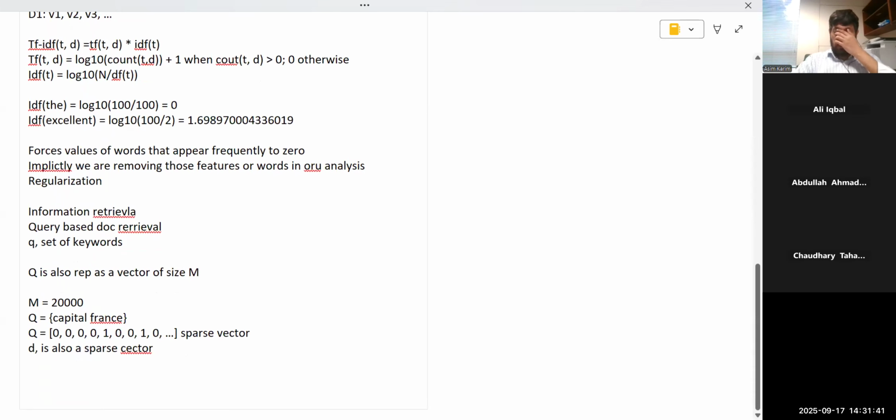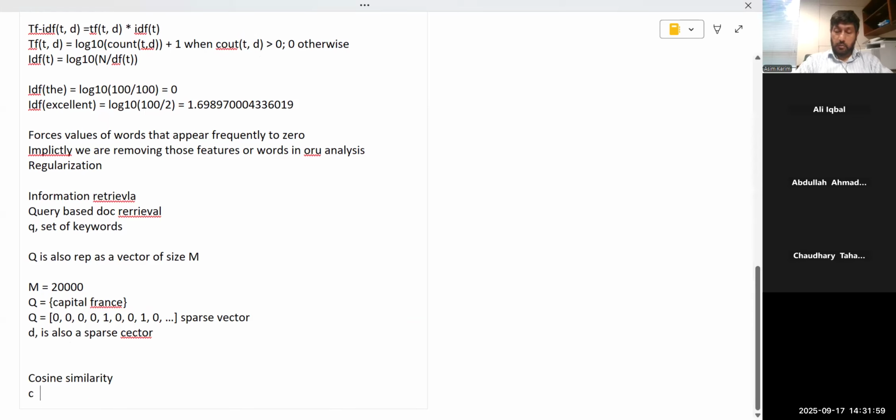Okay, so how do you know the similarity between these two vectors? We have a query and we want to find the best match for it. The most common technique, and still very popular, is cosine similarity. So the cosine between Q and D, what will it be? You must have read this in many places before.